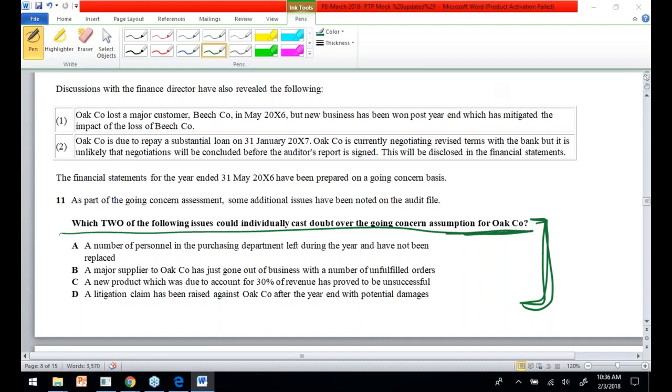So the correct options were B and C. Did anyone get these right? Did anyone get these right? B and C. Anyone? Arsalan Ramiz got them right. Excellent. Well done. All right. So B and C were the correct options. All right. Let's move further down.